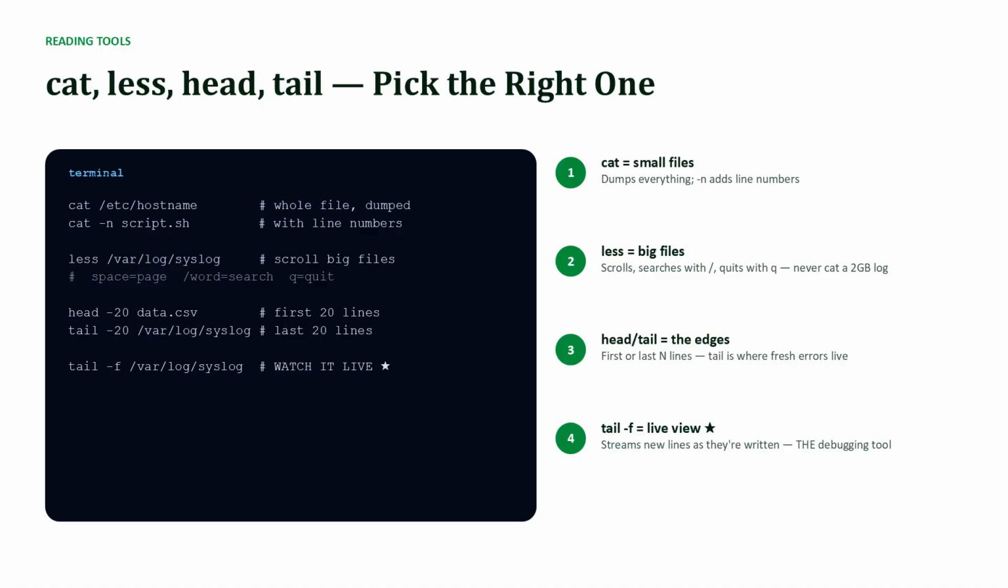Head shows the first lines of a file, tail the last, and the last lines of a log are where the freshest errors live. Which brings us to the star of this slide, tail -f. The F is for follow. It streams new lines live as they're written. Run it on a log while you reproduce a bug, and watch the error appear in real time. That one flag is half of server debugging.